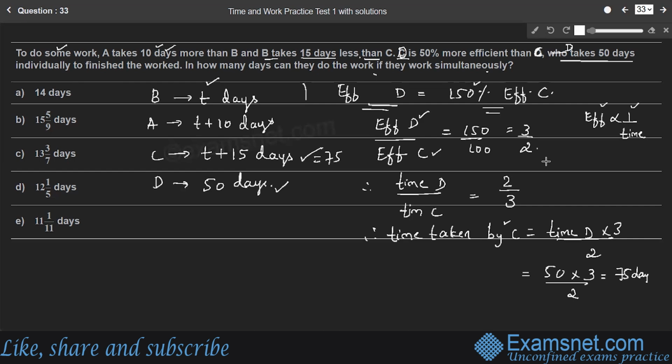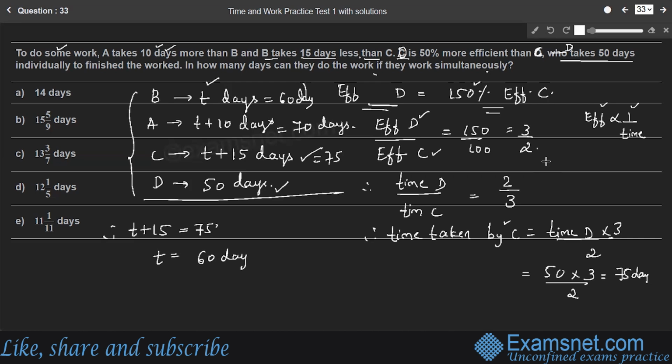So here T plus 15 is equal to 75 days. Therefore, T is equal to 75 minus 15, which is 60 days. So B takes 60 days, whereas T plus 10 is 70 days. A takes 70 days. So based on the number of days they took, we have to consider the question.